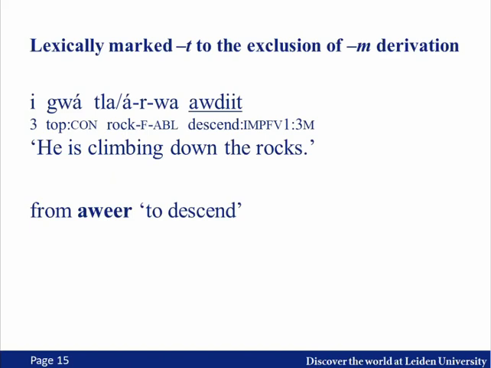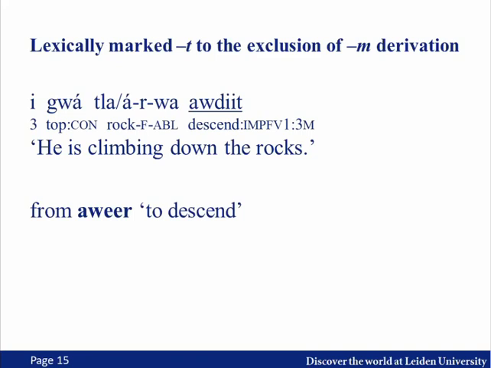This was the first way to make this first imperfective with the ending M that we've seen several times now, but there's actually another ending that we can use for the first imperfective, and that is the ending T. So from aware, he is climbing down the rocks, audit. So the crucial thing here is now the final T, and that indicates that we are talking about the first imperfective here, the progressive. He's climbing down, he is doing this for a while.